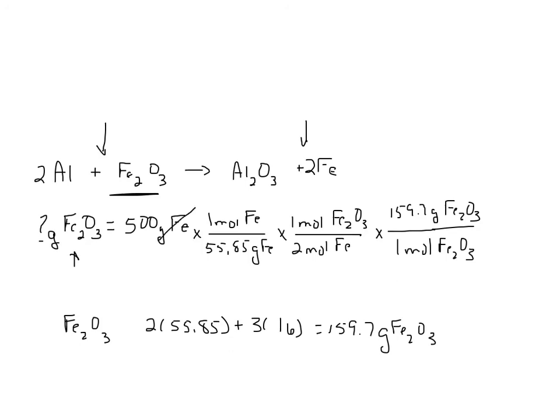Please go back and check now. Do your things cancel? Does everything cancel? Moles of Fe cancel. Moles Fe2O3 cancel. I'm left with what I'm trying to find. All right, good enough. Now we can do the math. 500 divided by 55.85, divided by 2, times 159.7, and I get 714.9 grams Fe2O3.